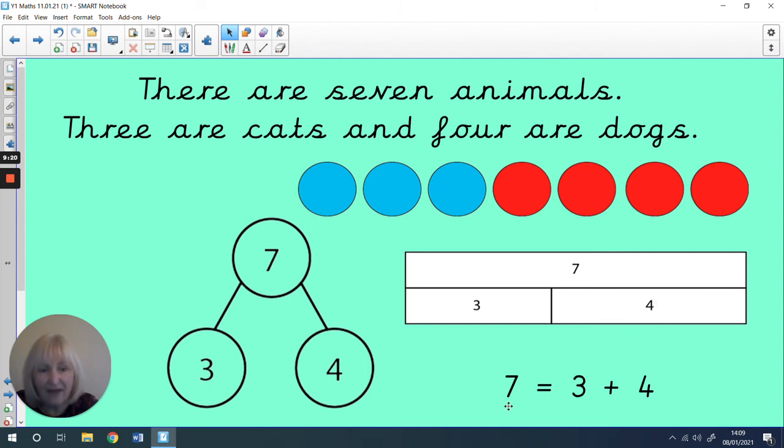And down there we have the number sentence. So 7 equals 3 add 4. We can have the equals in a different place in the number sentence, can't we? As long as it's true. So let's think. 7 is the same as 3 and 4 more. That's true. That makes sense.